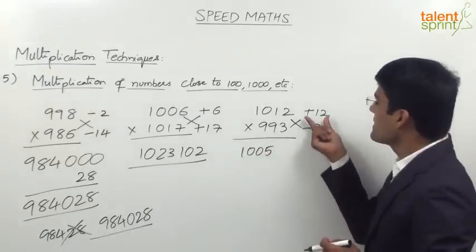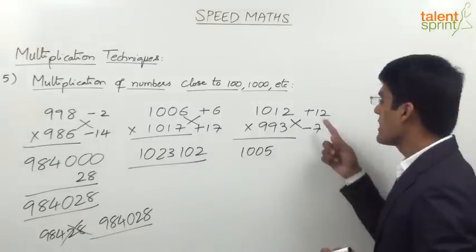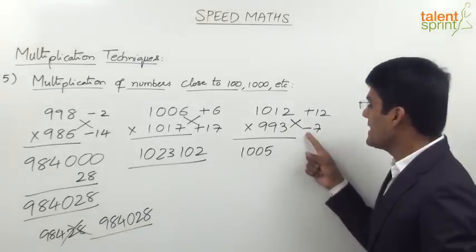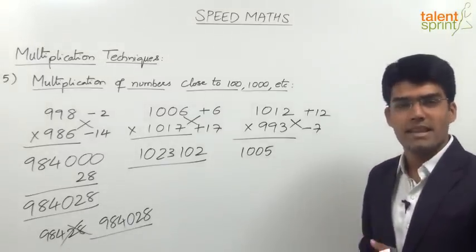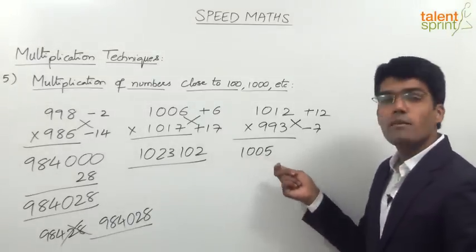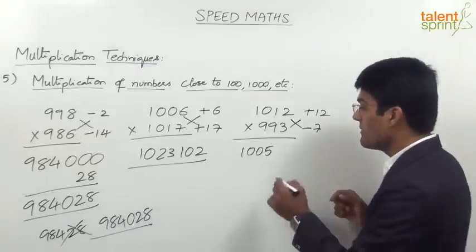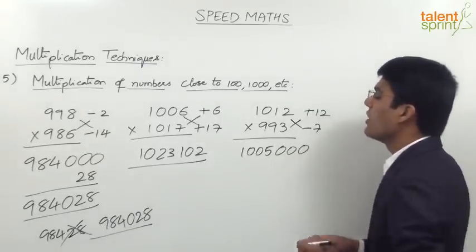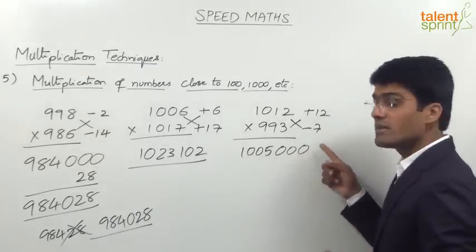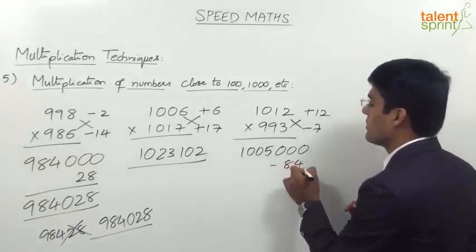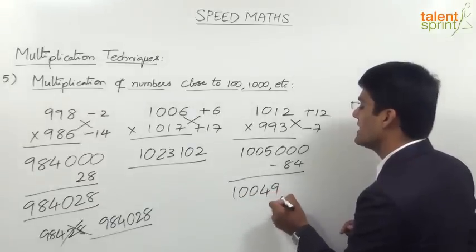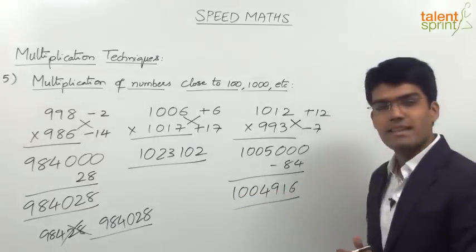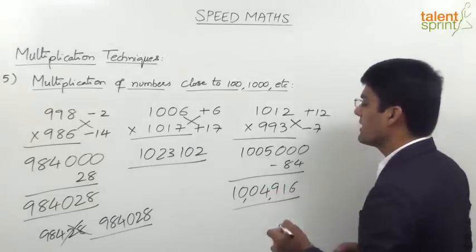The next step here is 12 into minus 7, the product of these two numbers. And as the sign is negative here, 12 into minus 7 will give us minus 84. So from this result, we need to subtract 84. Remember, we have three zeros here. So 10 lakhs 5,000 minus 84. Now by subtracting this, we get 10 lakhs 4,916. So that's the answer, 10 lakhs 4,916.